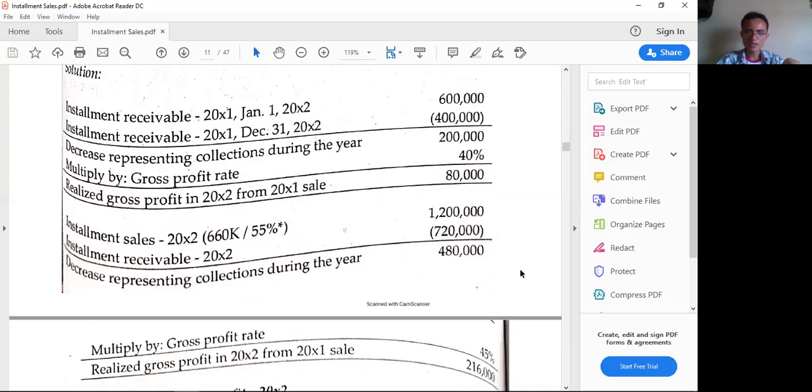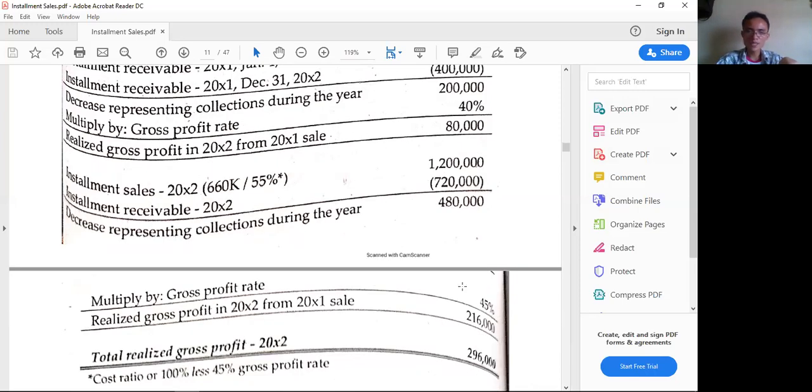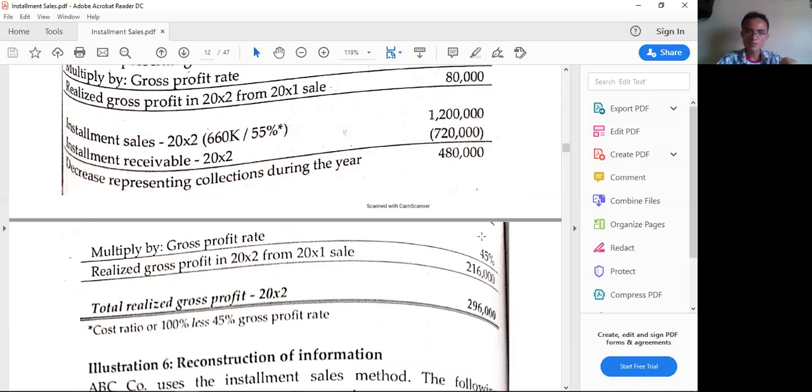720,000. That is our collections. The decrease of the account is the collection, 480,000. Multiplied by 45%, that's 216,000. So this would be the total realized gross profit in 20x2, 296,000 pesos. Hopefully that is clear.